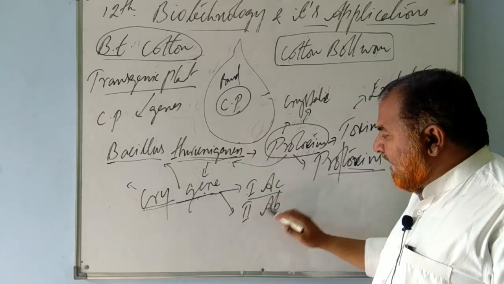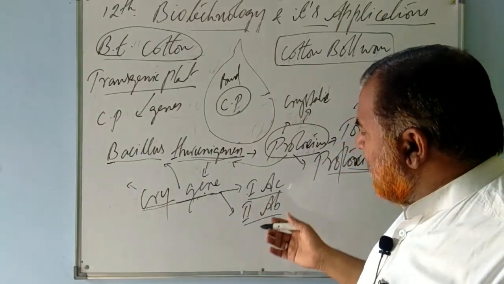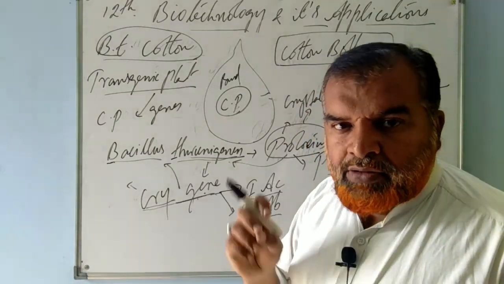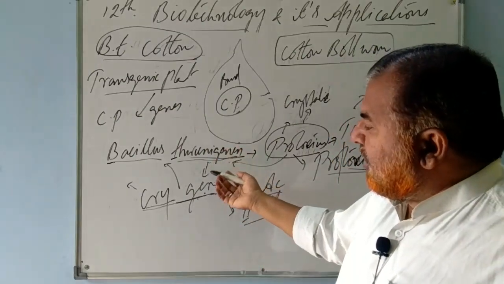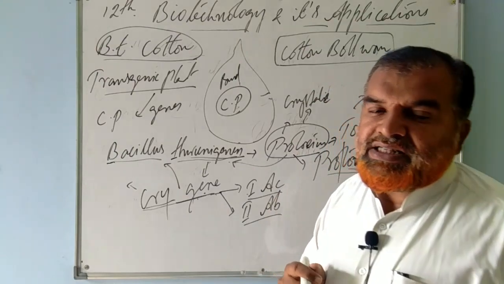This gene has two parts, cry1Ac and cry2Ab. They are specific in their action, right? They kill cotton bollworms, borers, maize worm, and others, because these are the genes which kill the insects.